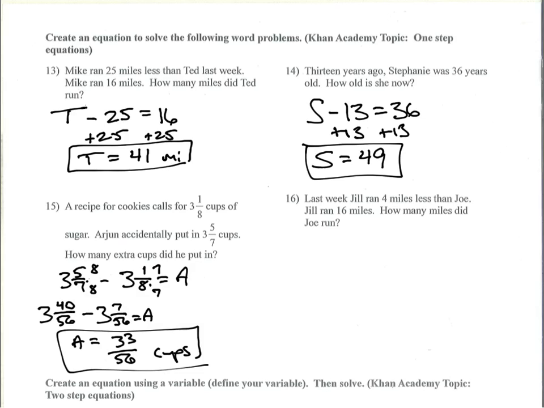16. Last week, Jill ran 4 miles less than Joe. Jill ran 16 miles. How many miles did Joe run? So this is very similar to number 13. So J, well, I guess J works for both, so I'm just going to put Joe, minus the 4 miles that Jill ran less than him equals Joe's miles, which is 16. Add 4. So Joe ran 20 miles.